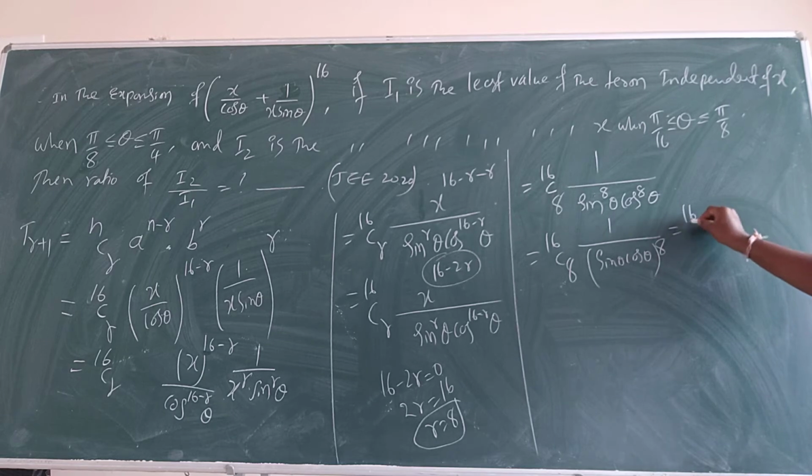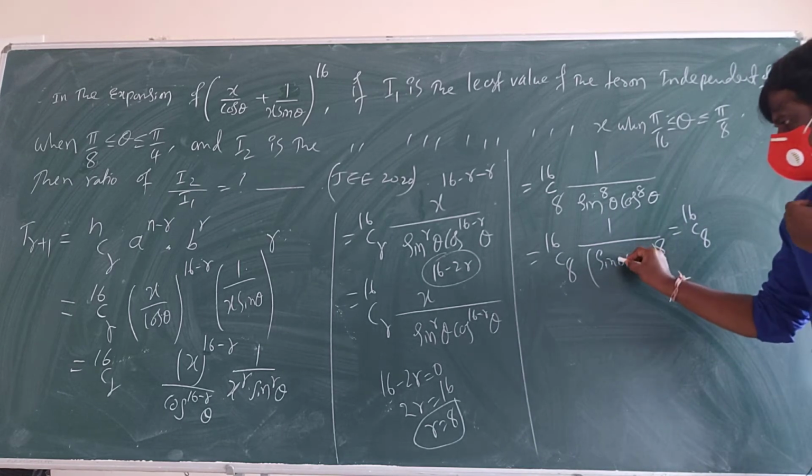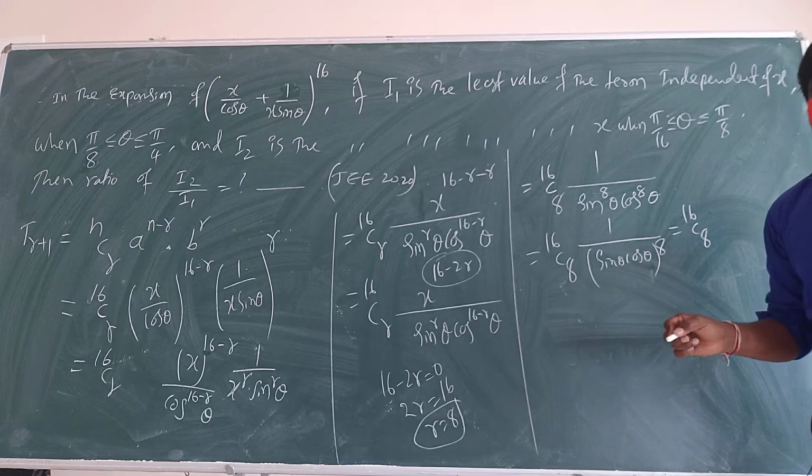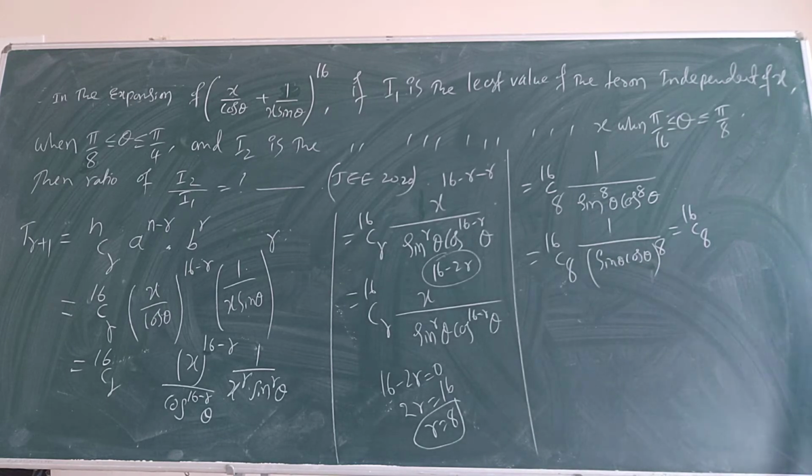This I can write as 16C8, sin θ into cos θ can be written as sin 2θ by 2. What is the sin 2θ formula?